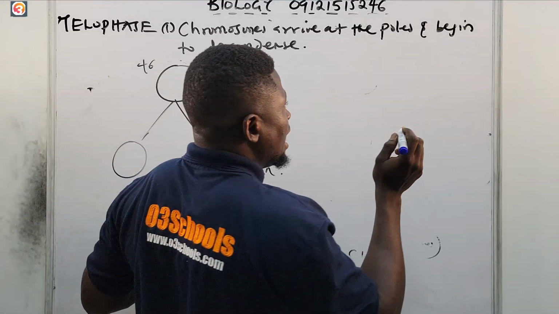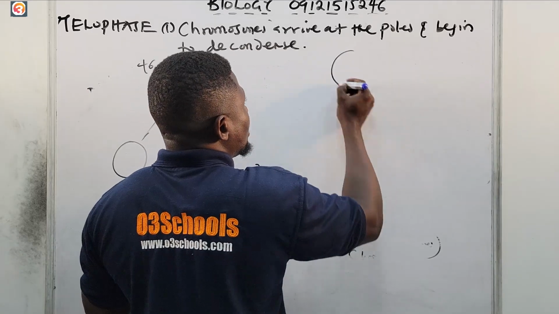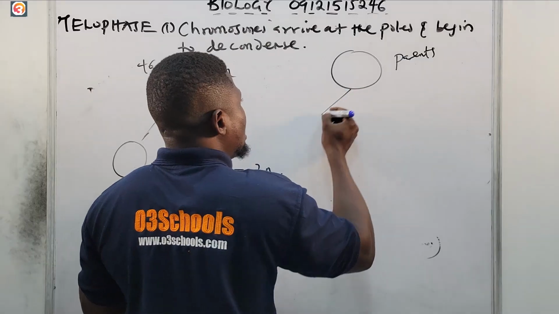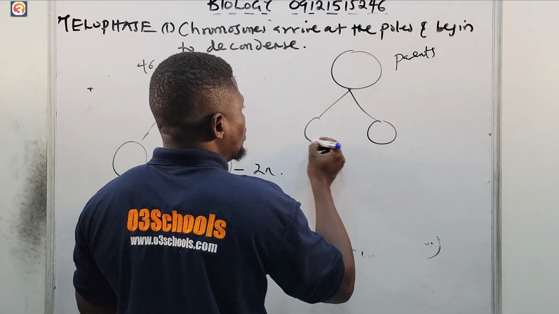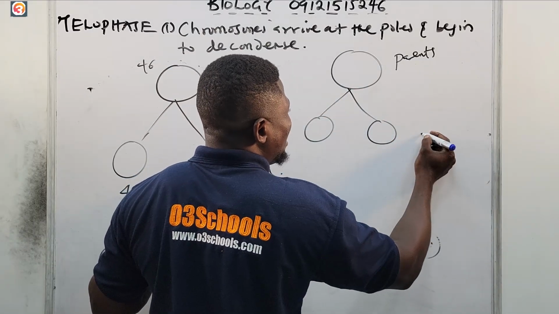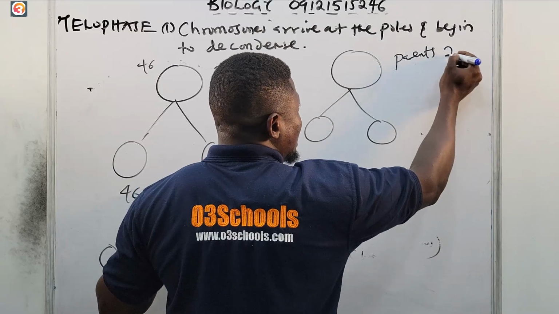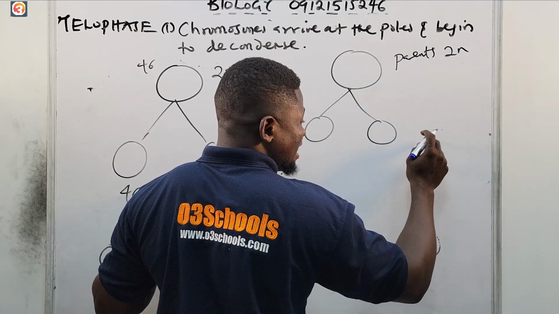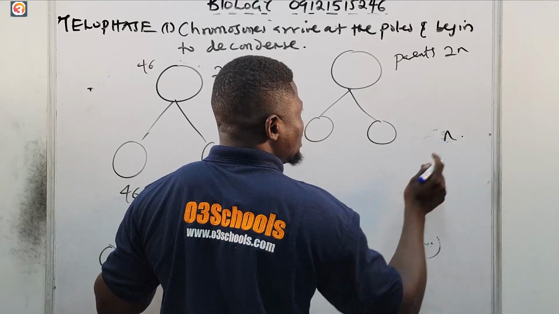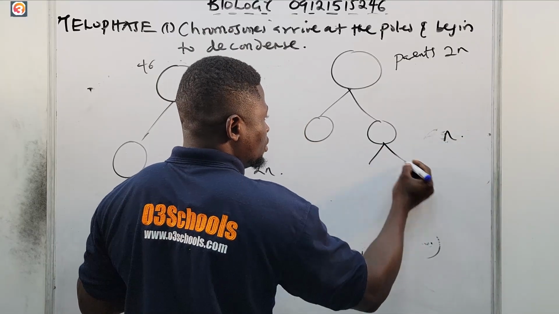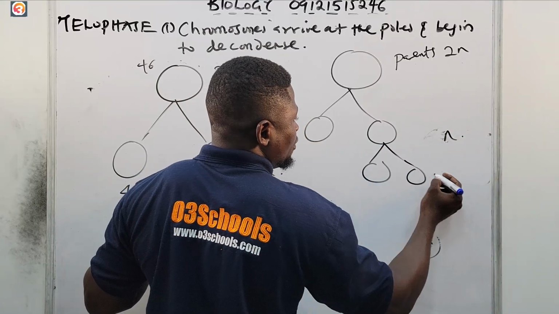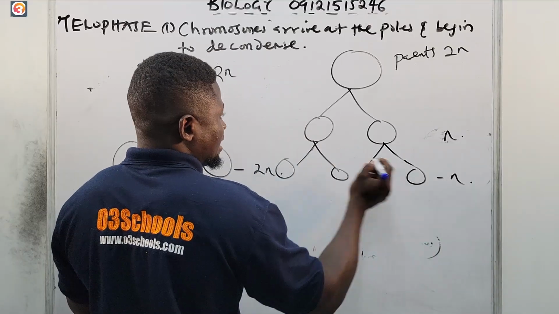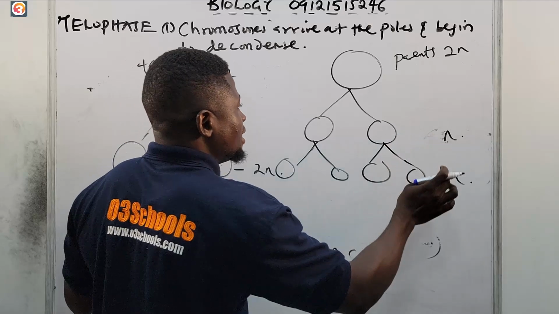But for meiosis, you have the parents, which are 2n. They will now have the first phase, but this one will be having half. The daughter cells of the first phase will have n, 23 chromosomes, and then the second phase also has n. This is how it looks. This is the first phase, this is the second phase.